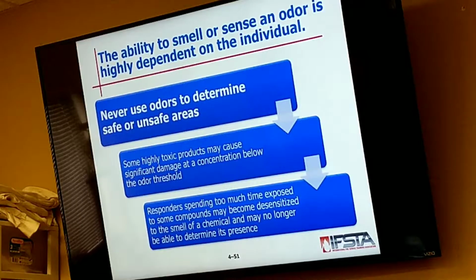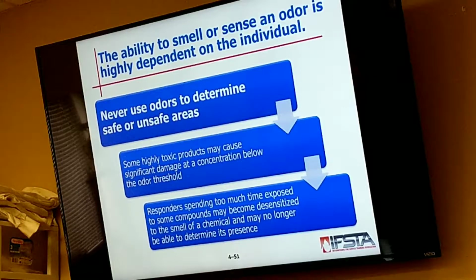Responders spending too much time exposed to some compounds may become desensitized. How many times have you been in a structure where they say they can smell something burning, you're in there with your turnouts. How long can you smell it? Couple minutes. Yeah, not very long. Because why? You get used to it. Or you have a little scent on your clothes, you can't smell it anymore.